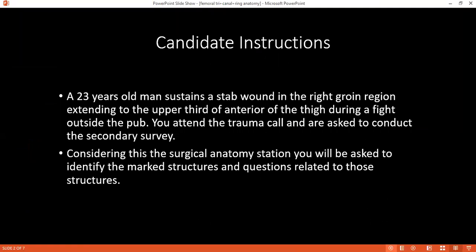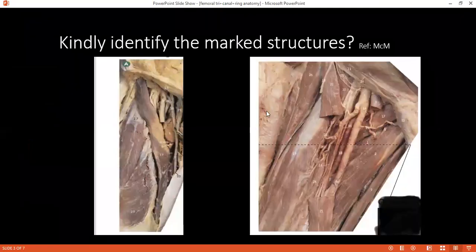Okay, right. So if you have read and understood the surgical anatomy station, kindly tell me if you can identify the region on the left-hand side. If you can identify what point A is, please. Ma'am, this is the anterior part of the thigh, the femoral triangle. Very good. Maybe you could say the upper third of the thigh. Yes, the upper third of the thigh.